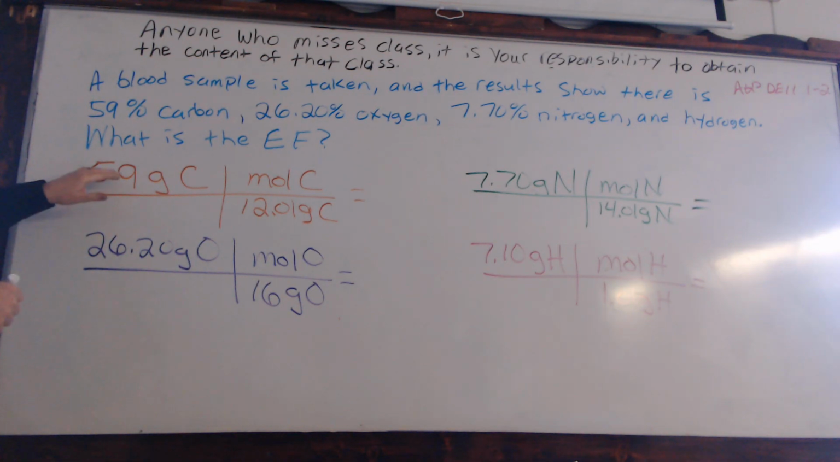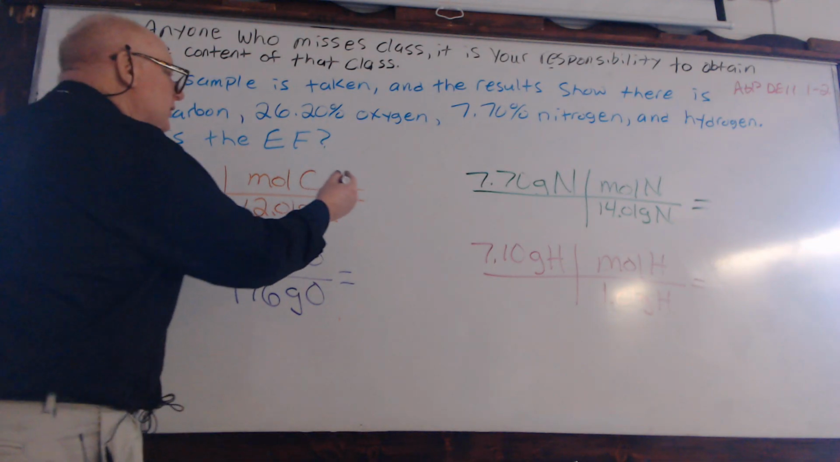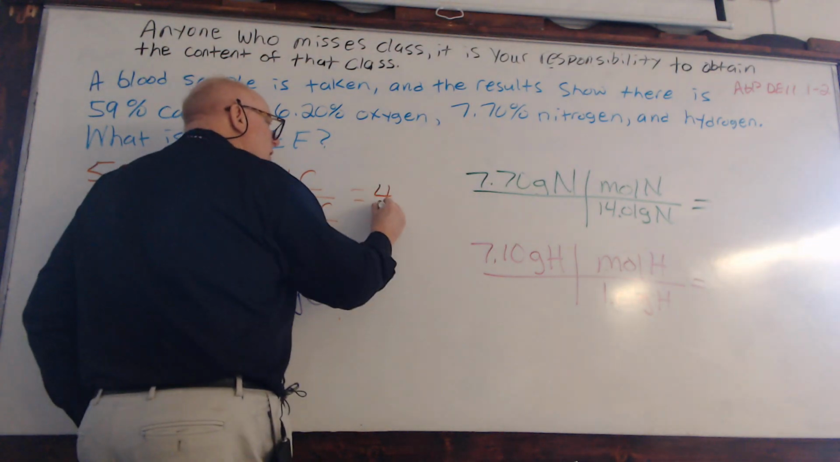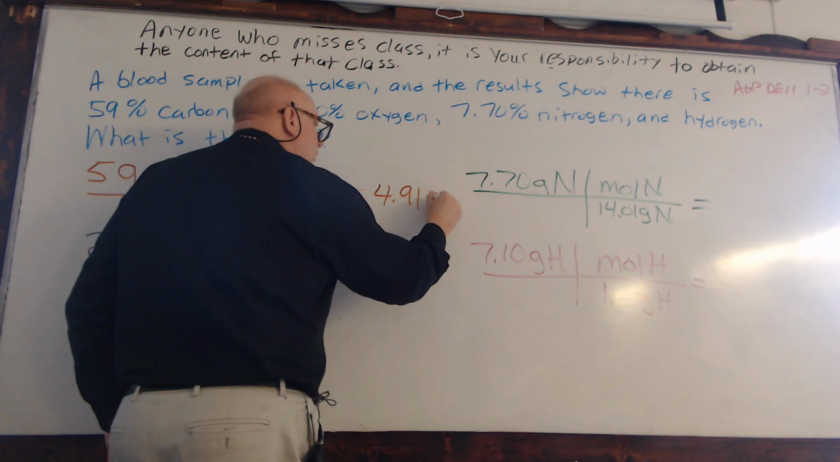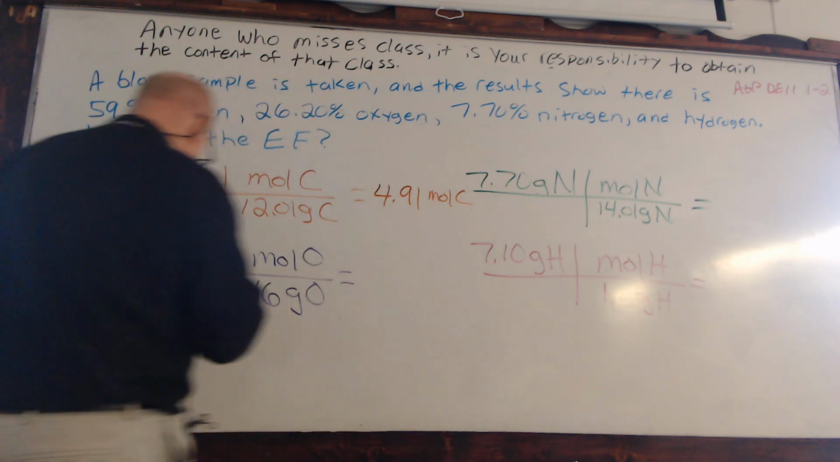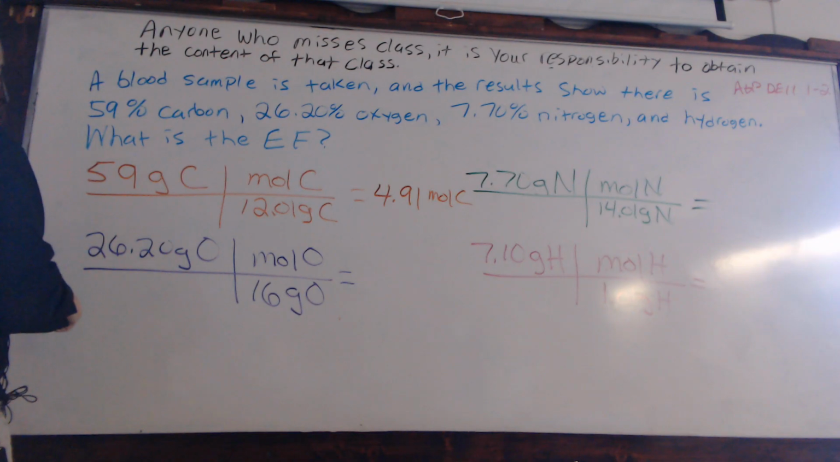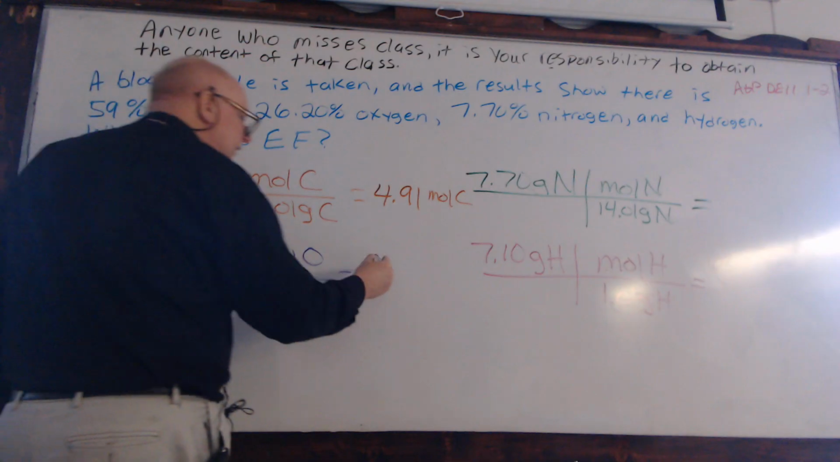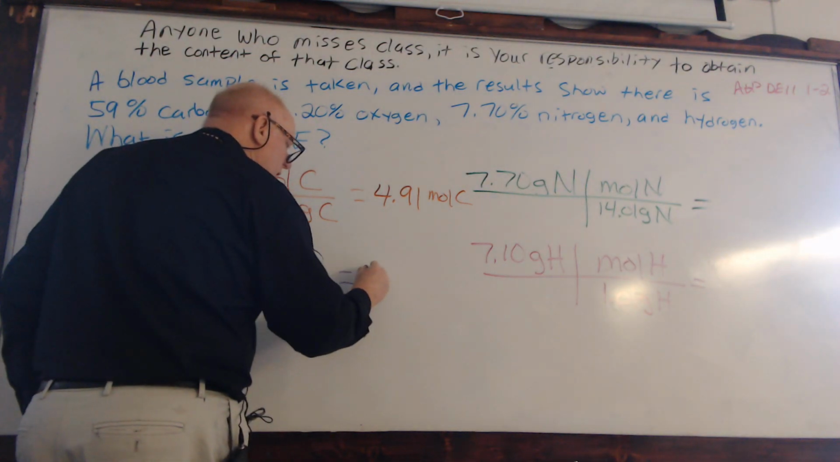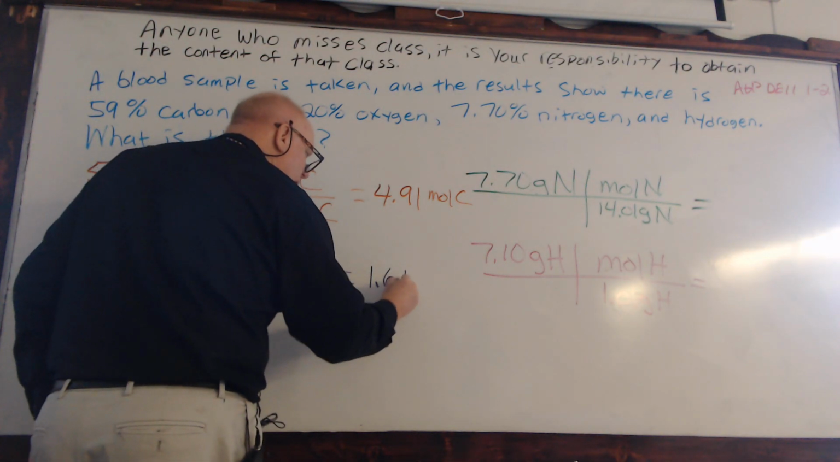So then, once we got this set up, we are well on our way to calculating this. Okay, so 59 divided by 12 gives us 4.91 moles of carbon. Okay, 26.2 divided by 16, 1.64.